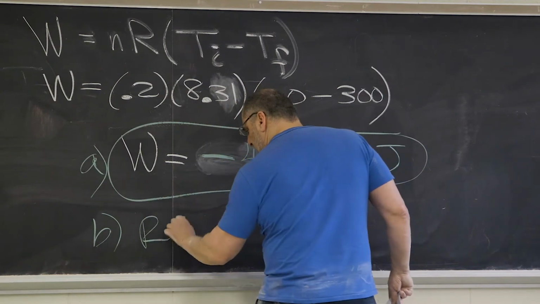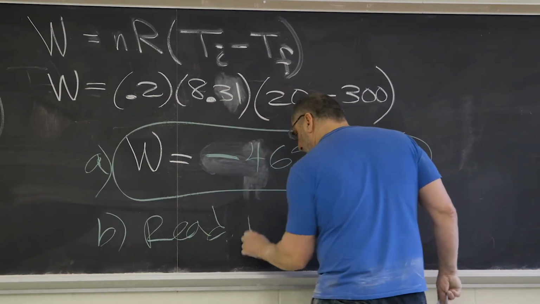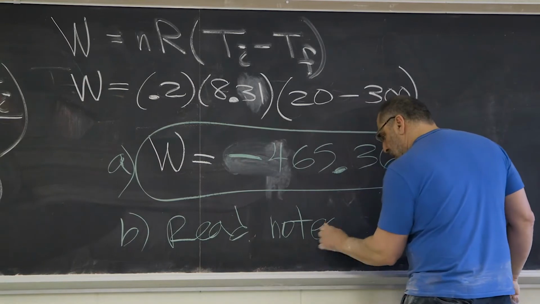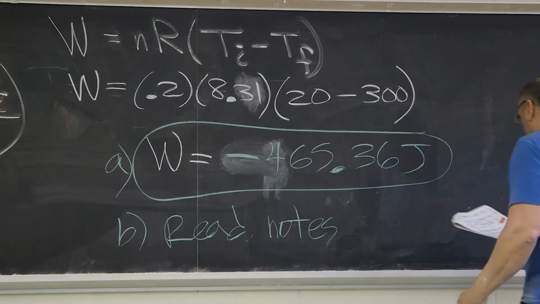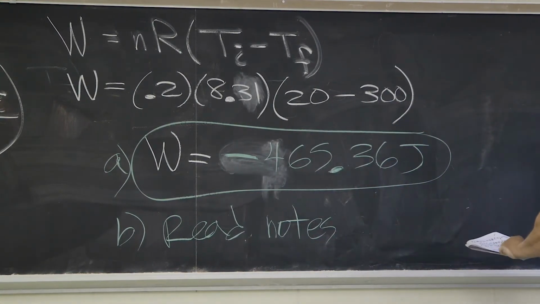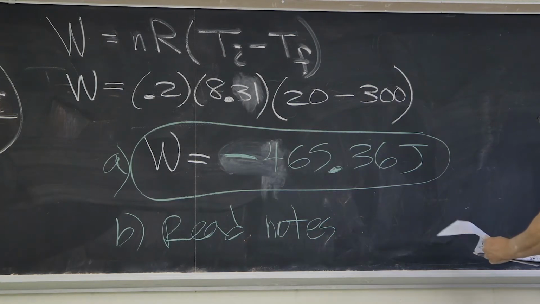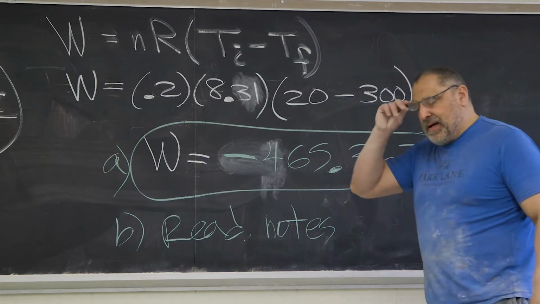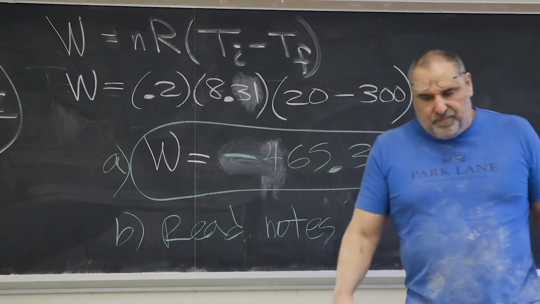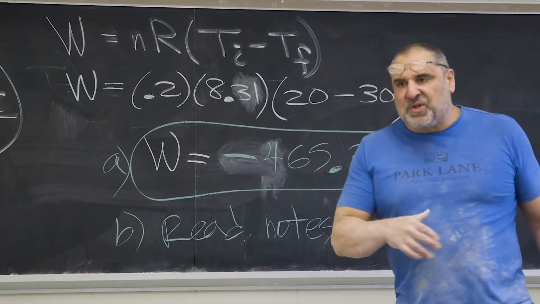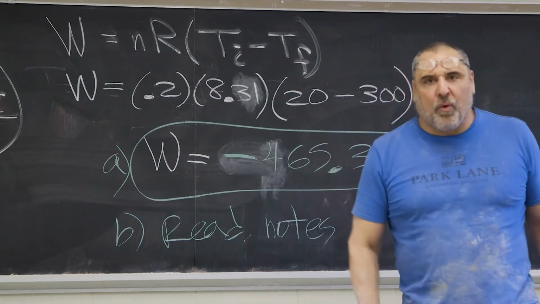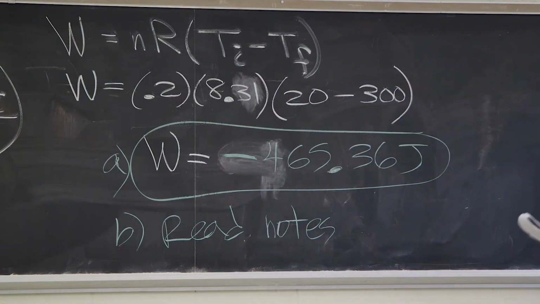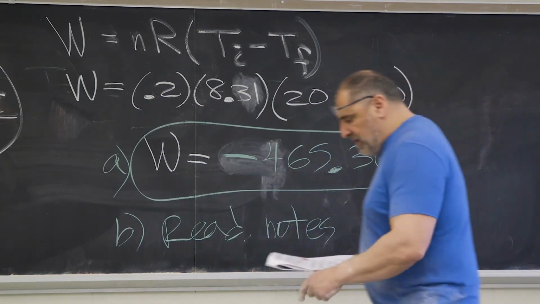Read the notes. According to this bookkeeping scheme, the gas does positive work on the surroundings. Yeah, it does positive work on the surroundings, but it experiences negative work in giving up that work that it's doing. So how does that relate to what's going on here?